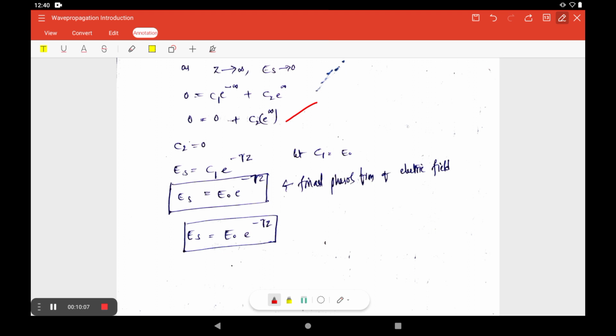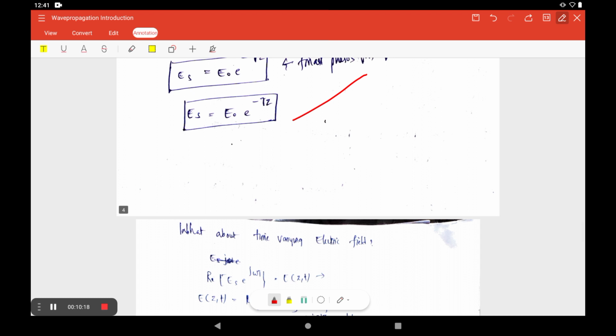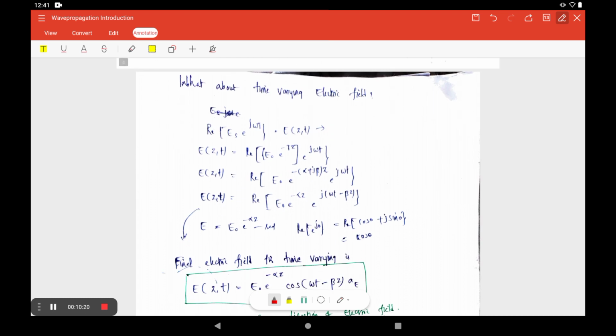So let us assume that C1 is equal to E naught, then you will get the solution like this: Es is equal to E naught into e power minus gamma z. This is a very important question, an important format. Now, what about the time varying electric field? It is the real part of Es into e power j omega t. That means if you multiply Es with e power j omega t, you will get the time varying electric field. Therefore, Ez of t is equal to the real part of E naught into e power minus gamma z into e power j omega t.